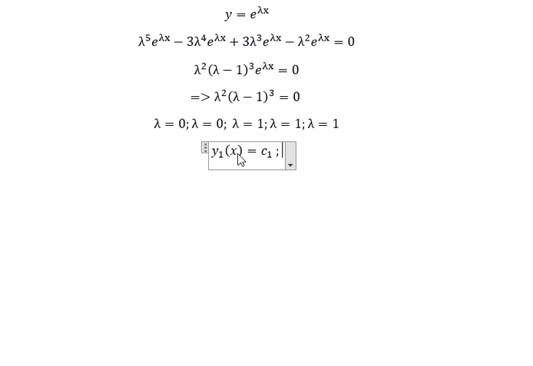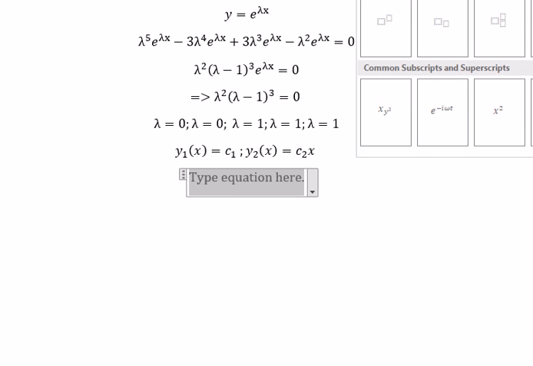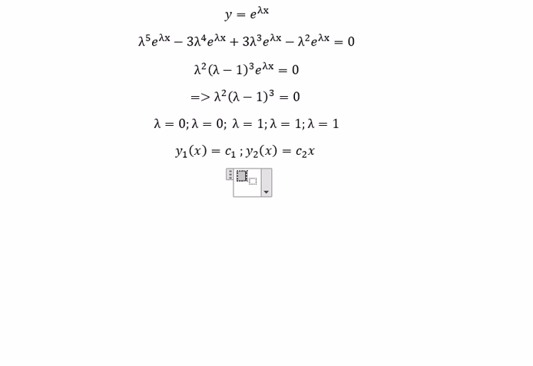And now the next one, y2(s) equal to c2 multiplied with s. In this one we have 1, 1, 1, 3 lambdas in here, so in this situation we get y3(s) equal to c3 multiplied with e to the power of s.